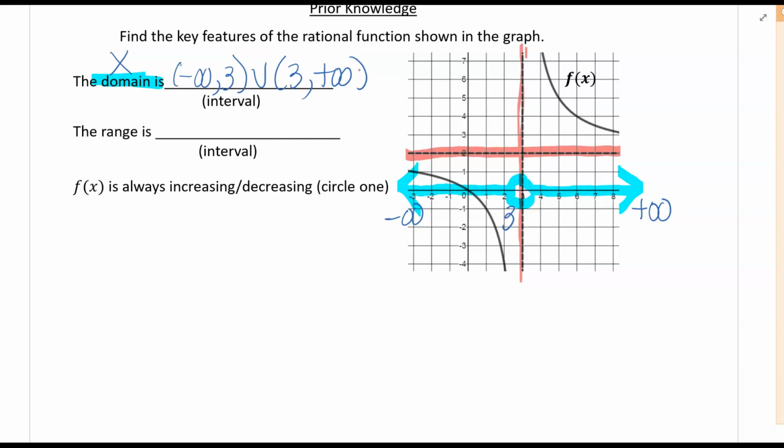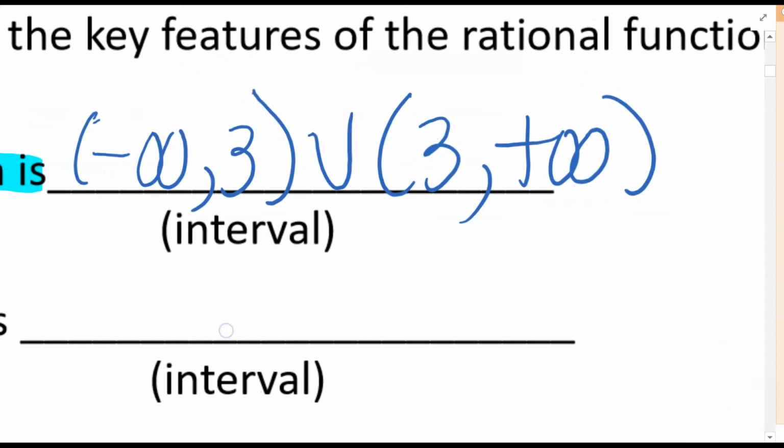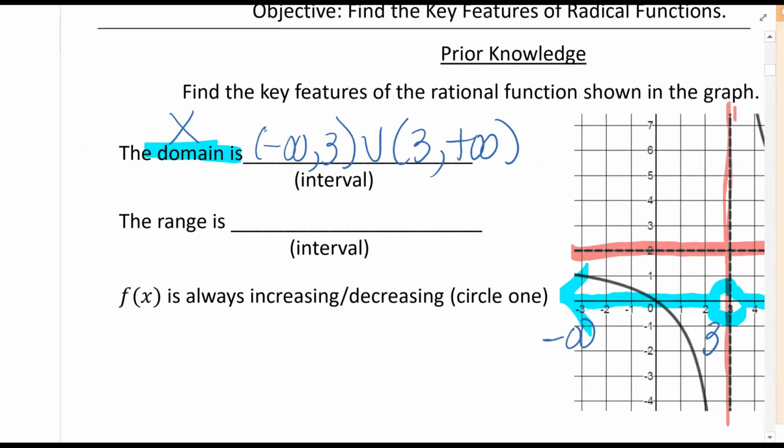A darker color? Does that help? I'll do that for now. And then the range is which values? The y values. So I'm going to switch color. I'm going to use pink for the range. So these are the y values.